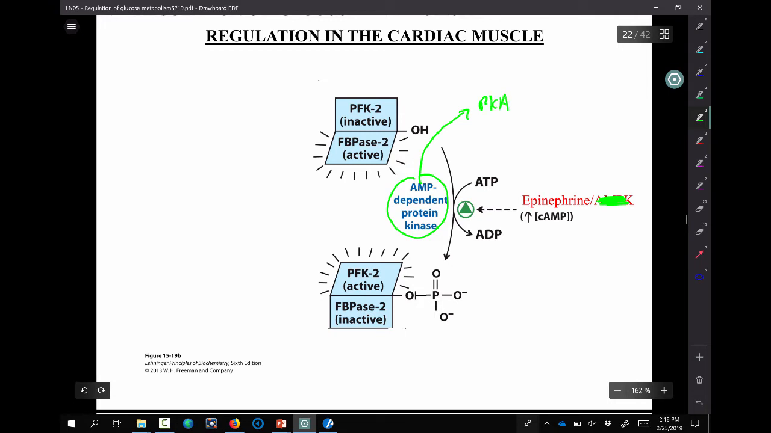PKA leads to the phosphorylation. We could really put another phosphate group here because there's two phosphorylation sites. And that is going to lead to the activity of PFK2, which is going to then do this. Fructose 6-phosphate to fructose 2,6-bisphosphate, and that's going to increase glycolysis, plus glycolysis. Really, it's PFK1.